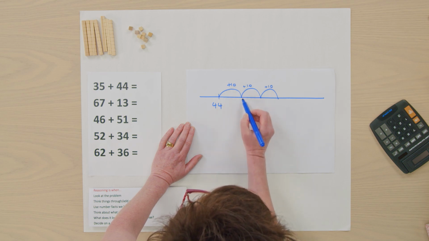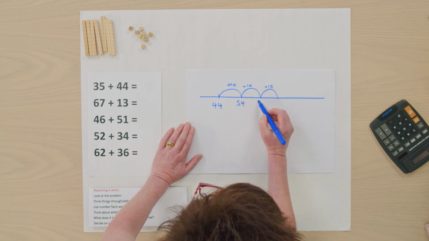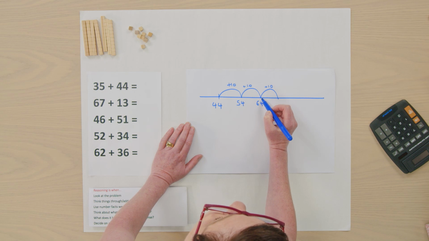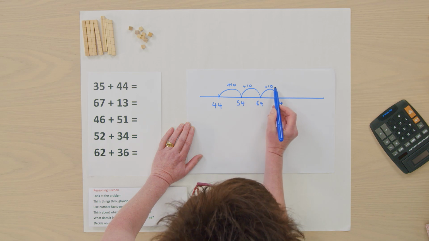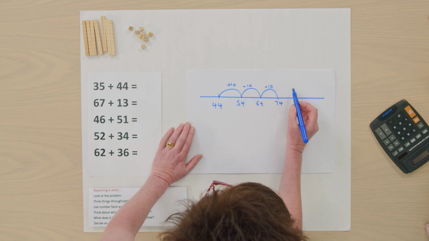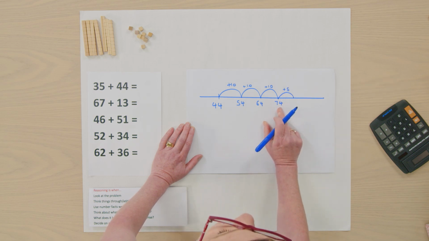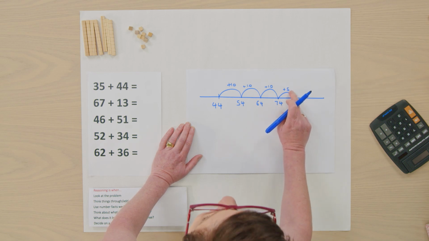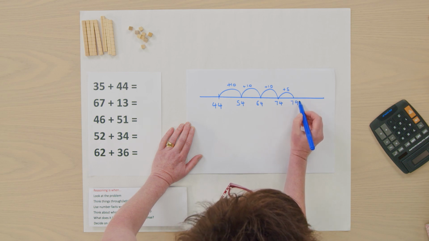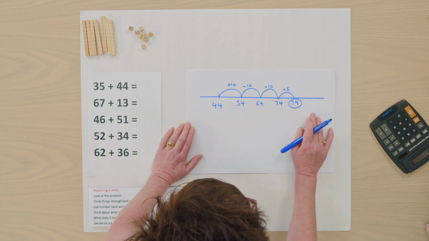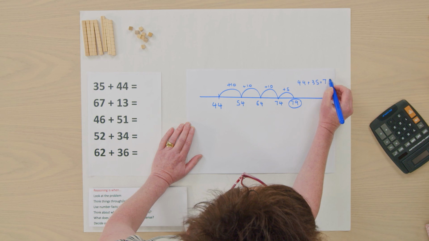44 add 10 is 54. 54 add 10 is 64, and 64 add 10 is 74. So we've added 30, but remember we need to add 35. Let's add another 5. My number facts tell me that 4 plus 5 is 9, so 74 plus 5 is 79. And there is my answer on a number line. 44 add 35 equals 79.